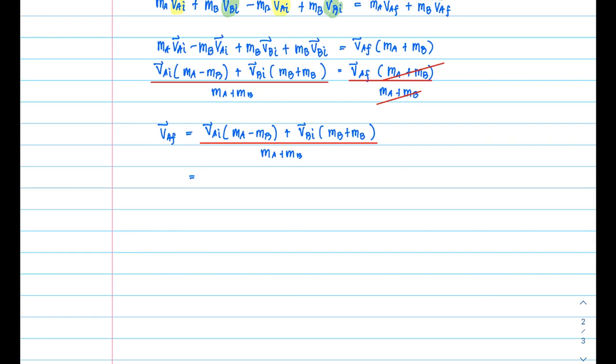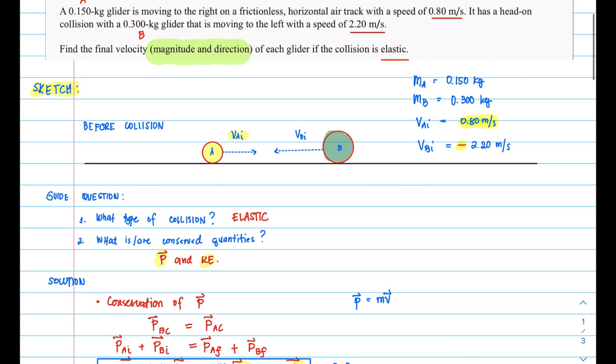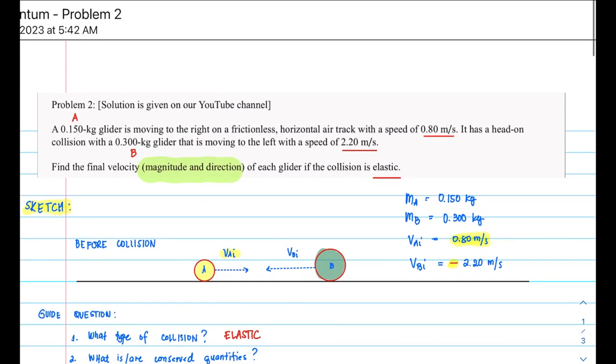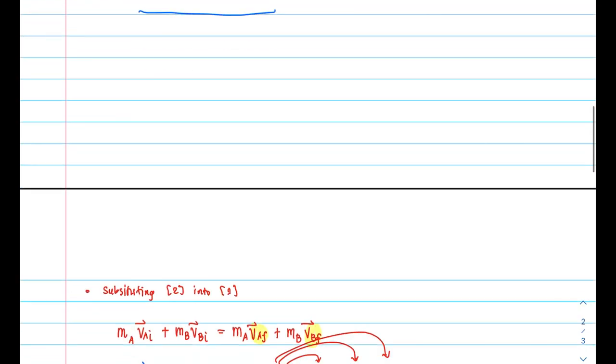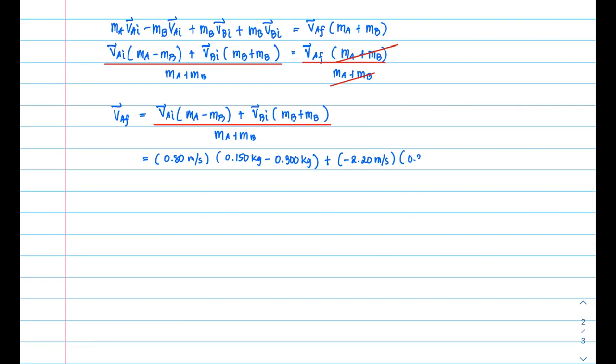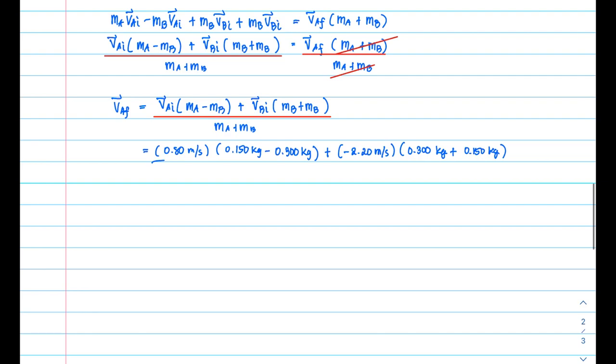So for now, we have to substitute the values, and we have to be very careful to take heed of the sign. So VAI, if you remember from above, is 0.80, that's positive, 0.80 meters per second. Your mass A, glider A, is 0.150 kilograms plus, it should be minus 0.300 kilograms for the mass of glider B. And then you add VBI. If you remember from here, VBI has a negative sign and you must include that negative sign. So it's negative 2.20 meters per second. Mass B is just 0.300 kilograms plus 0.150 kilograms for the mass of glider A.